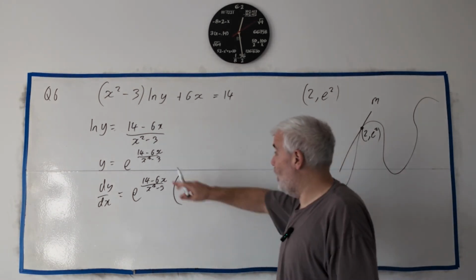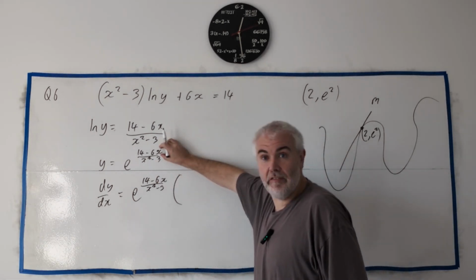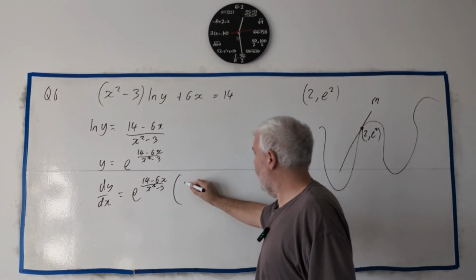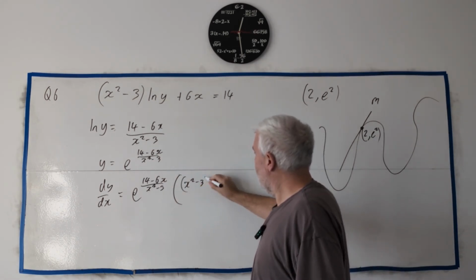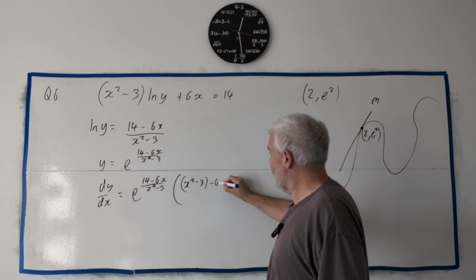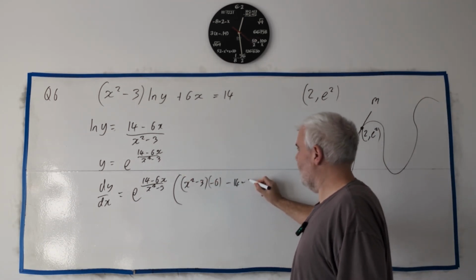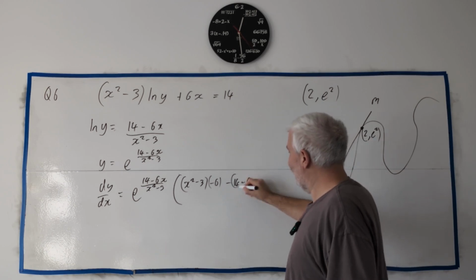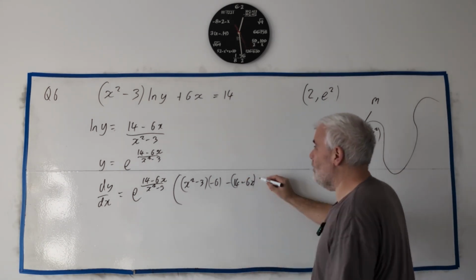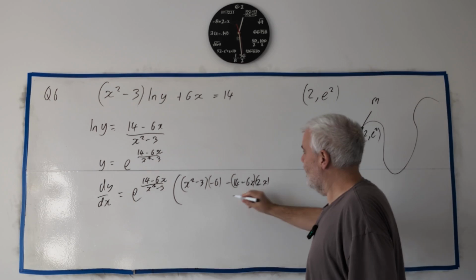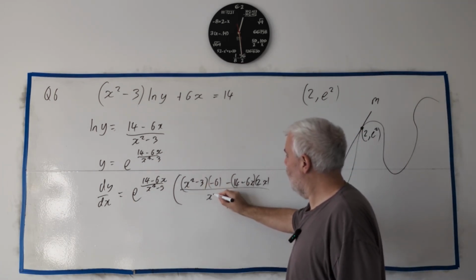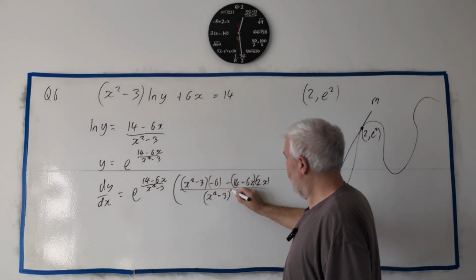That's, let's see, the bottom row multiplied by the derivative of the top. I guess I can write it all out. x squared minus 3 multiplied by the derivative of the top. That's minus 6. Take away the top row. I hope I haven't got these the wrong way around. The top row multiplied by the derivative of the bottom, 2x, divided by the bottom row squared.